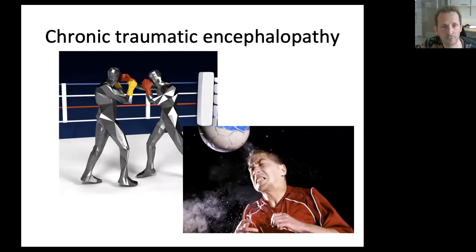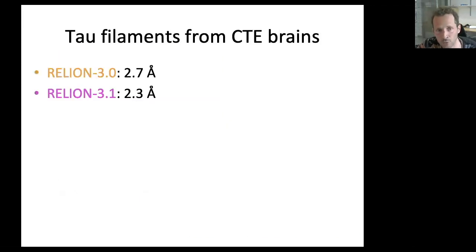People die of this. And they also have tau filaments. And we also looked at these. So we looked at tau filaments extracted from the brains of two professional boxers and one professional American football player who had died of CTE.